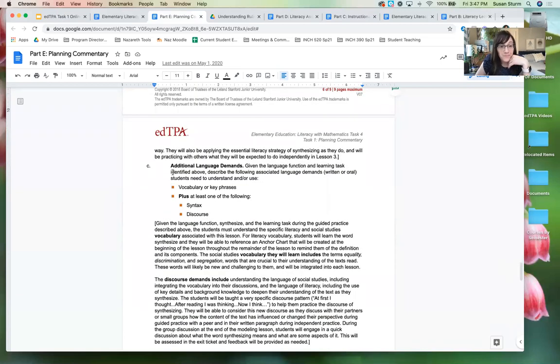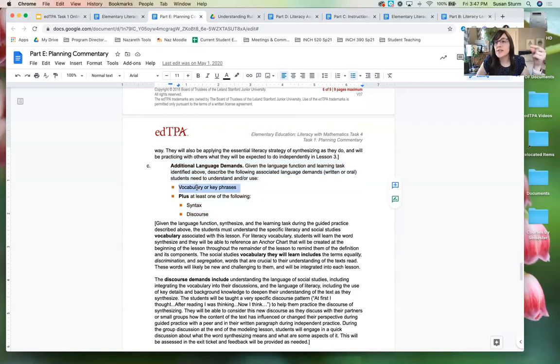Okay, then additional language demands. Given the language function of synthesizing and the learning task that you just described, lesson 2, guided practice, describe the following associated language demands, and this can be written or oral, that students need to understand and or use. And then they list these things out. They want you to just talk about these things.